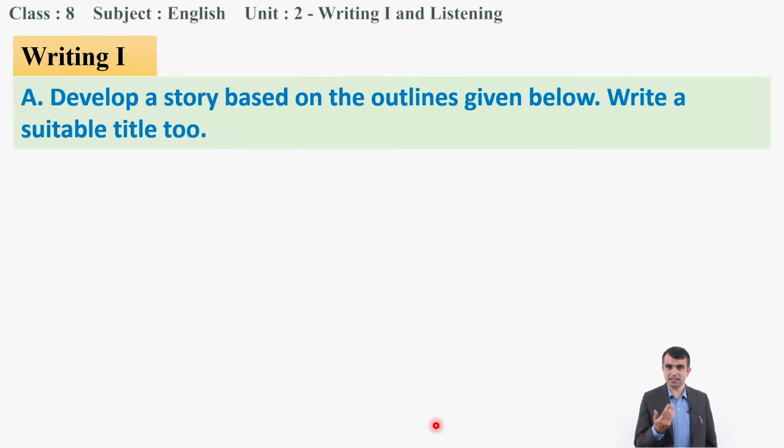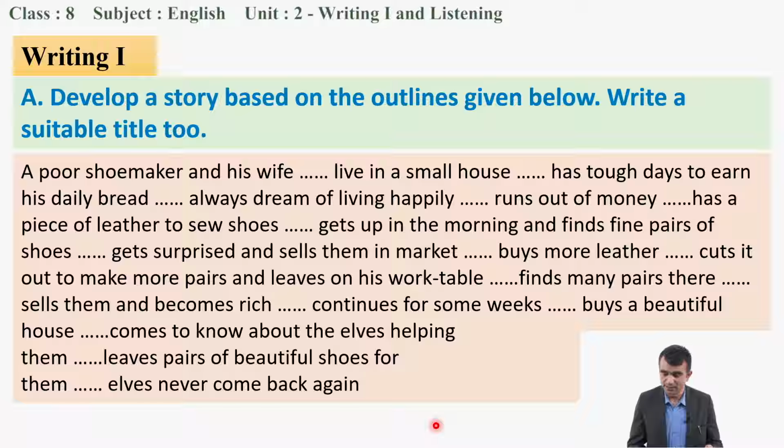Well, now in Writing 1, what is there? Task A. Develop a story based on the outlines given below. Write a suitable title too. Now you should write a story. There is a guideline, or outline, given. Is it given in your book? Yes. Now, quickly read this outline, these half-complete sentences, and identify the concept of the story, how the story develops there.